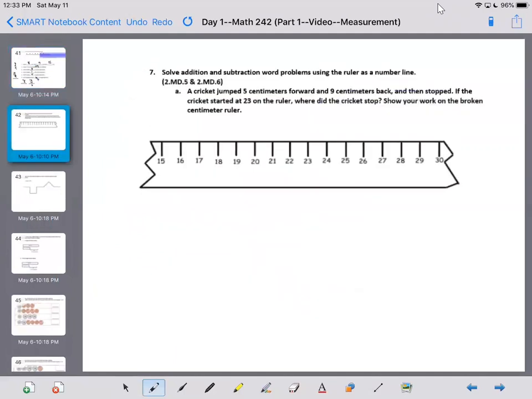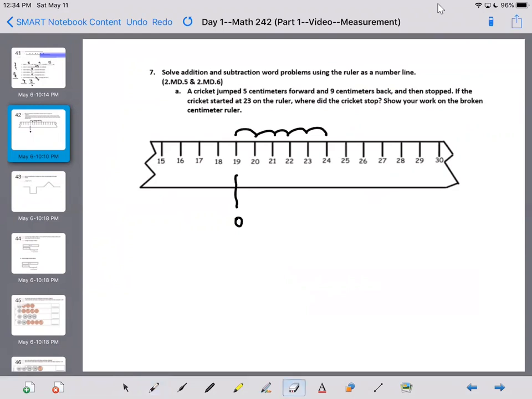Here's an example where you're looking at the broken ruler. And so we're looking at that idea where it doesn't have to start at 0. Any student could pick a different number here. We just want to work within the numbers that we have. So let's say that a student started here as their 0. Well, a cricket jumped 5 centimeters forward. So 1, 2, 3, 4, 5. And so now they're at 24, and then it stopped.